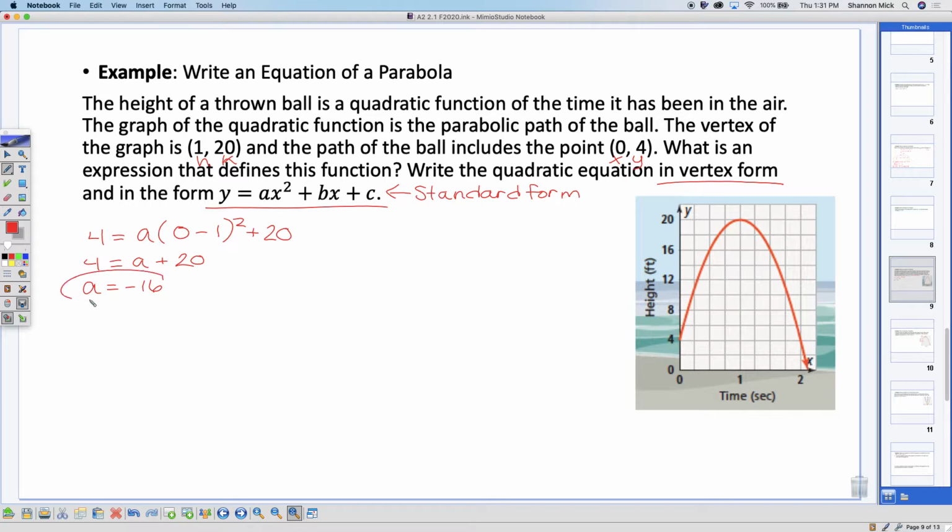So if A is negative 16 and I have my H and my K, my vertex, and I would suggest labeling so you remember which one is which. Because I will ask for a problem in standard form, I will ask for it in vertex form, and I'm not going to tell you what that is. Either one. Okay, so vertex form is going to be y equals what?